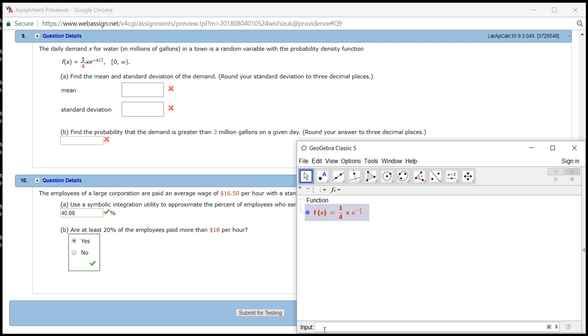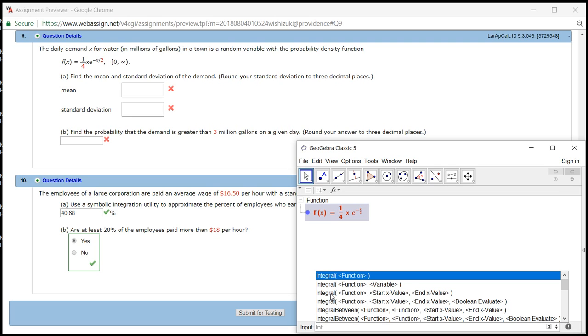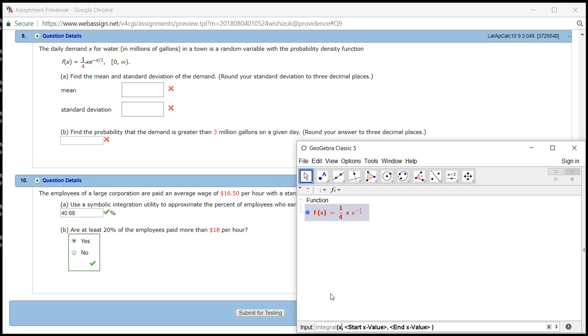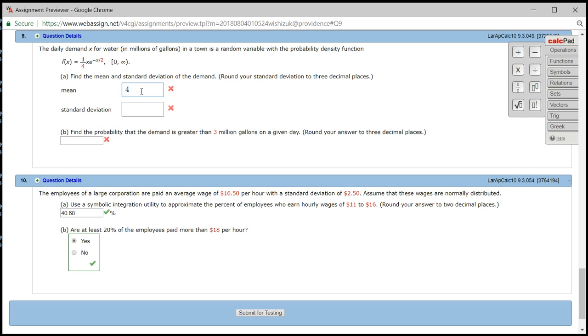So let's find the mean. The mean is an integral of x times f of x, going from 0 to infinity. Hit enter. All right, we get that. So our mean is actually 4, so it's kind of nice.